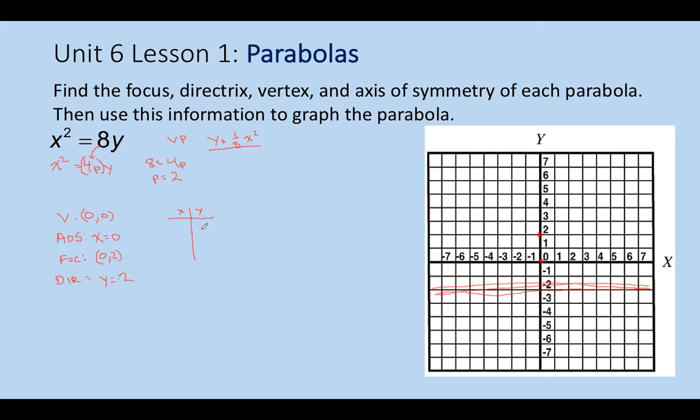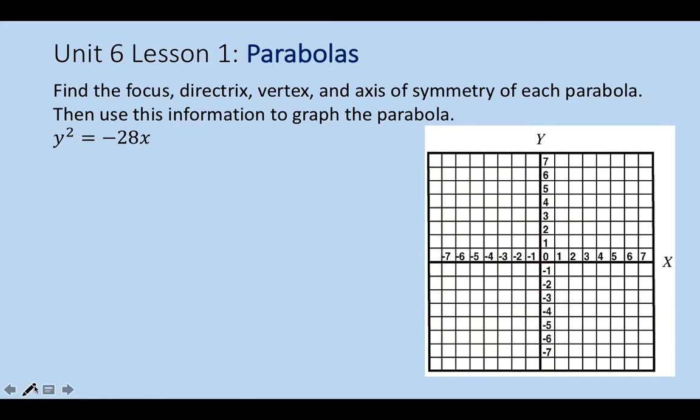The number I would pick would be 2, and I would actually pick 2 for y. Here's why. If I plug in 2 for y here, I get 16. So I get x squared equals 16. That means x equals 4 and x equals negative 4. So when x equals 4, I get 2, and when x equals negative 4, I get 2. And you can see how that lines up with the focus. And boom, I get my parabola. All right, so that's that.